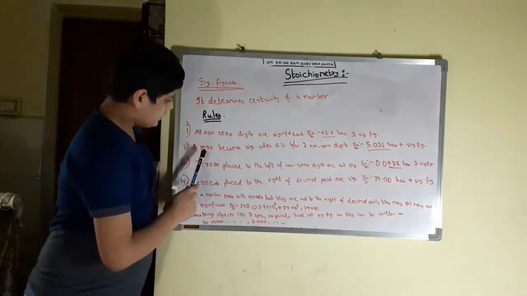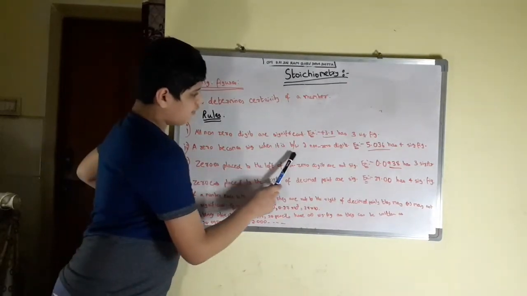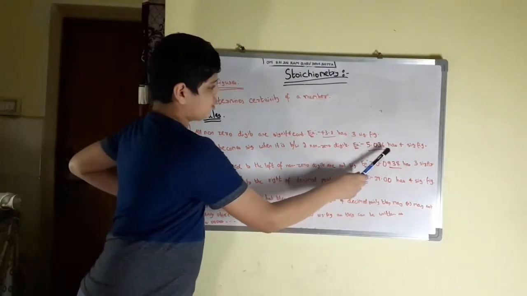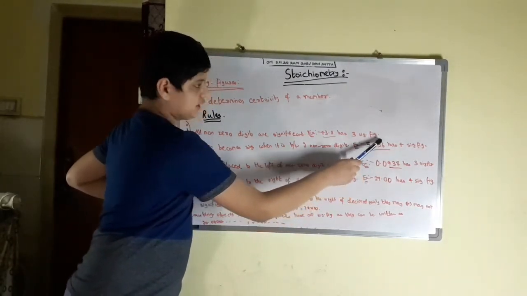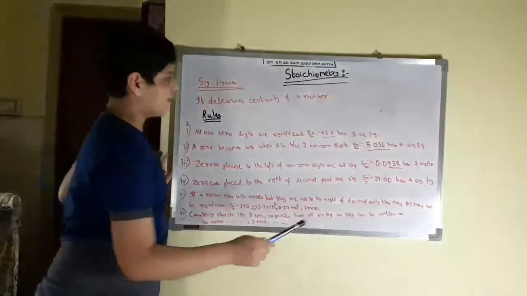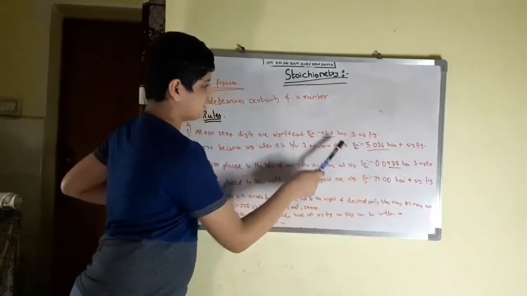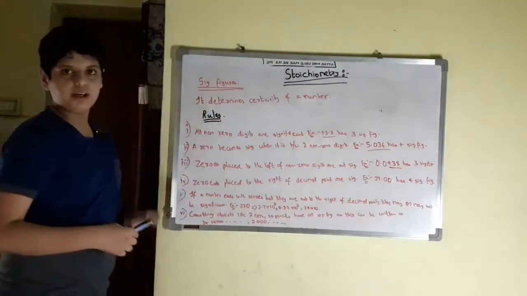Next, a 0 becomes significant when it is between 2 non-zero digits. Here in 5.036, the 0 is between 2 non-zero digits, therefore it becomes significant, and this has 4 significant figures. I have underlined the significant figures here, so you may make a note of it.